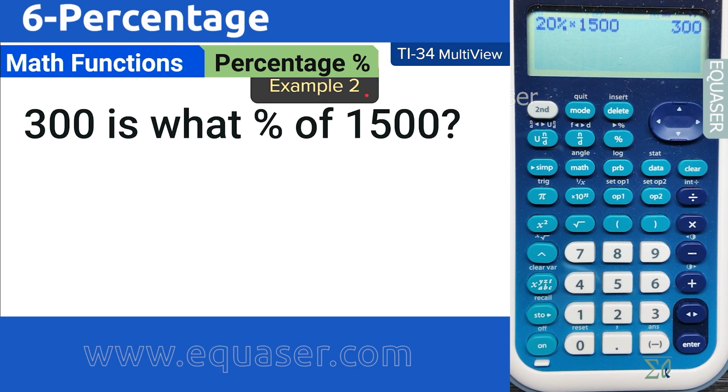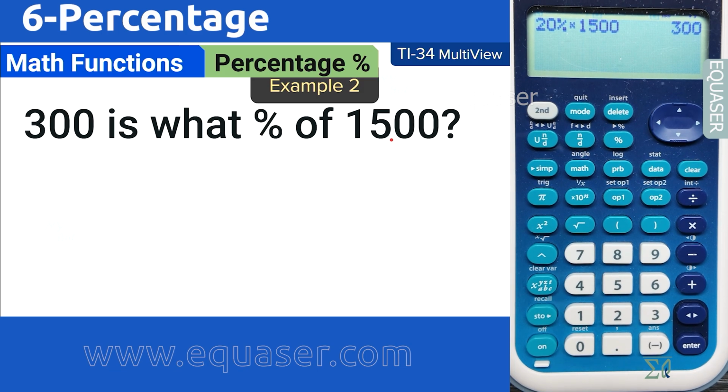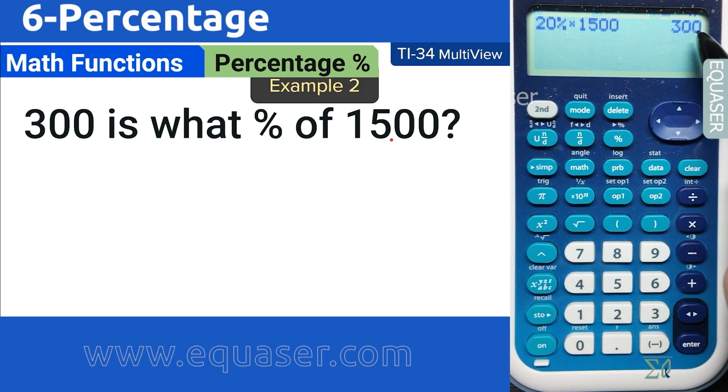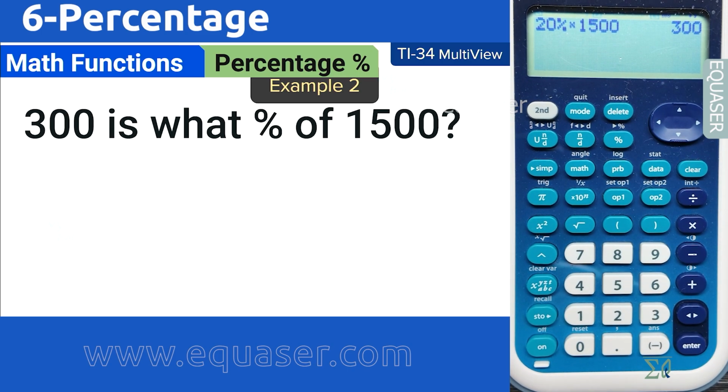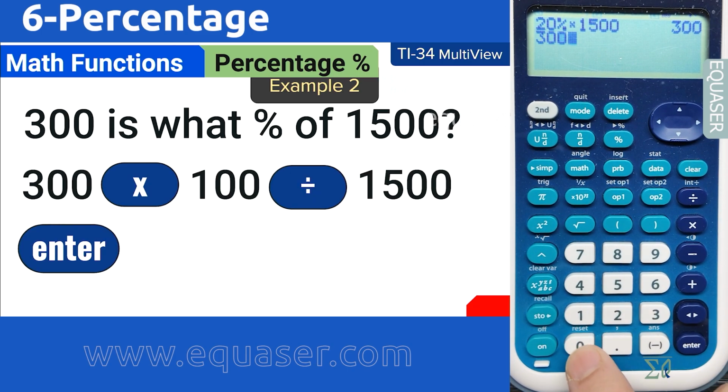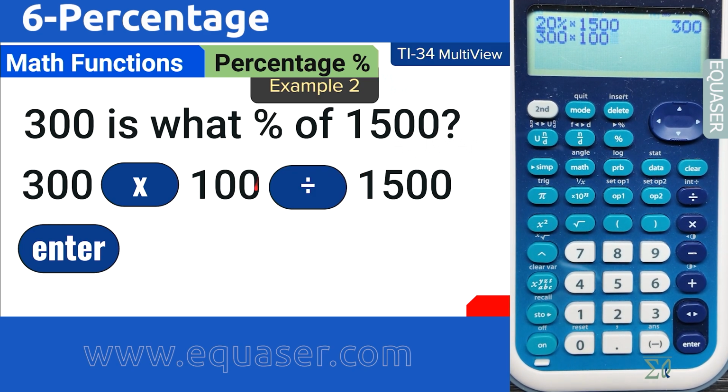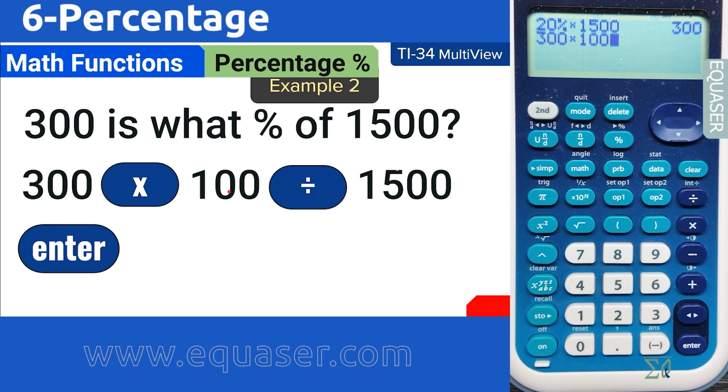Now example number 2 is a different way. It says 300 is what percent of 1,500? We already know it's 20%, but let's see how we can do it. So 300 times 100, 100 is because the percent is based on 100, divided by 1,500, and we got 20.